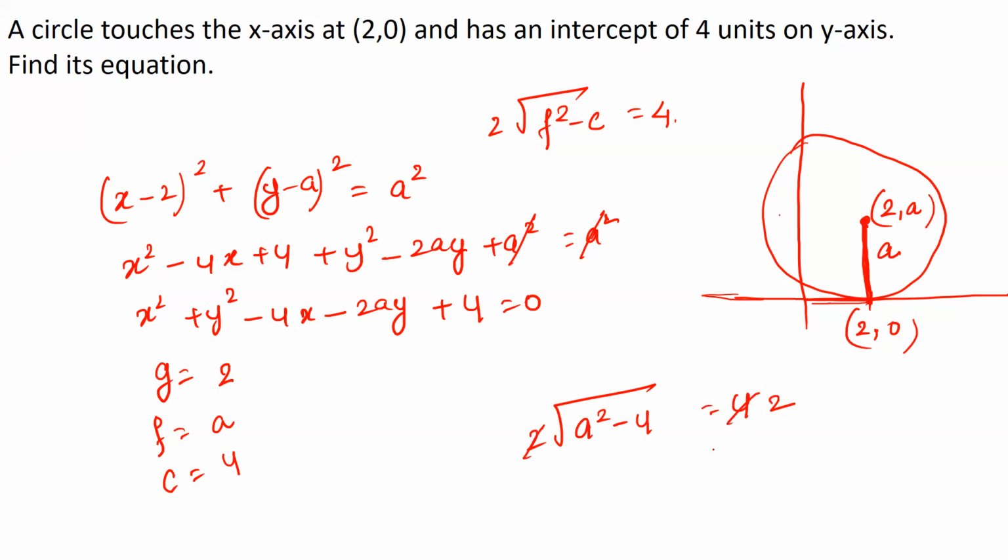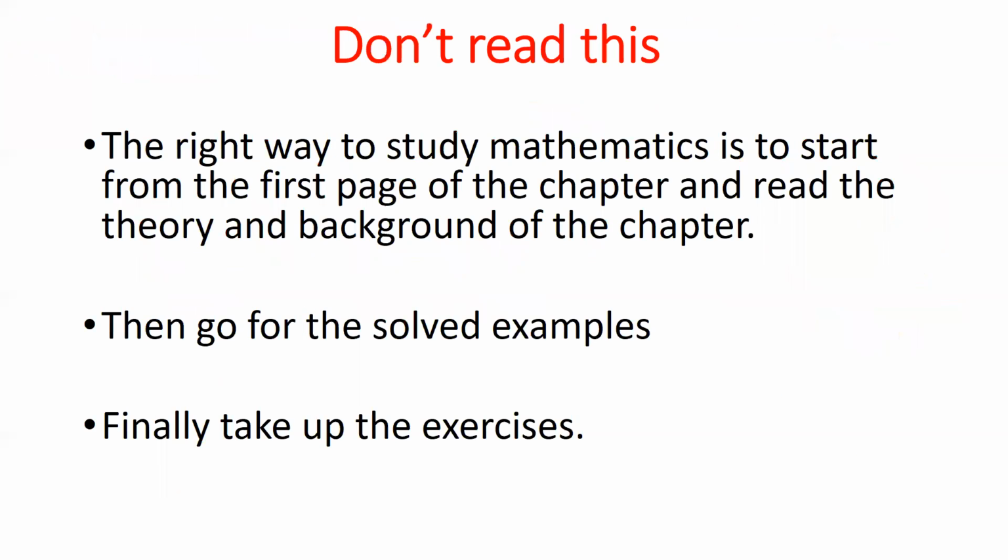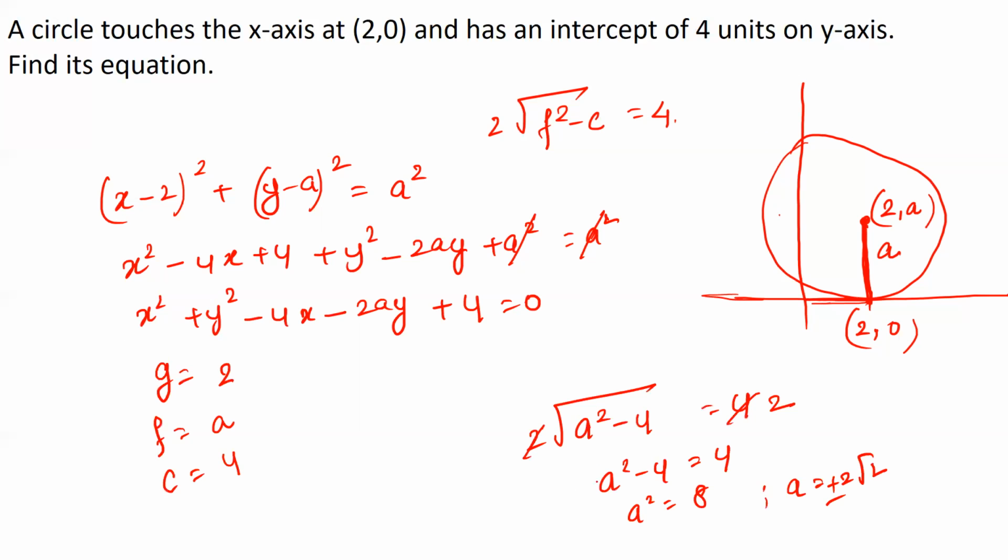So it's 2 over here. Squaring both sides, I get a square minus 4 is equal to 4. A square is equal to 8, and a is equal to root over 8, which is 2 root 2, but it is plus minus 2 root 2. So I get two values of a, and if I put these values of a in these equations one after the other, I'll be getting the two equations of the circles, and those two equations will be my answer.